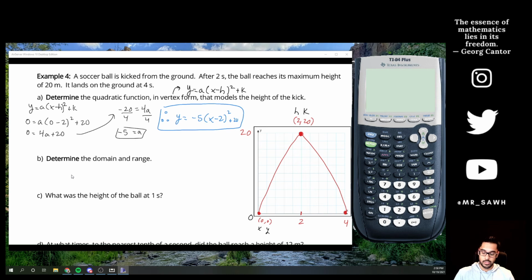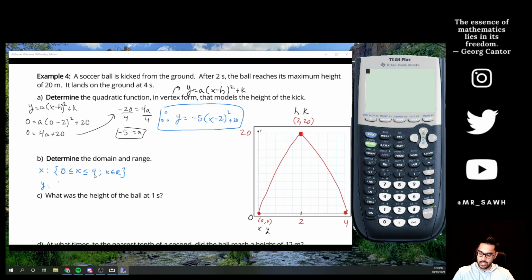Determine the domain and range. Well, think about this in terms of this situation. x represents time, so here it can't be any values. It actually has to be only between 0 and 4, because that's really what our graph goes up to. So 0 should be the smallest, 4 is the biggest. Other than that, it can be any numbers in between 0 and 4.